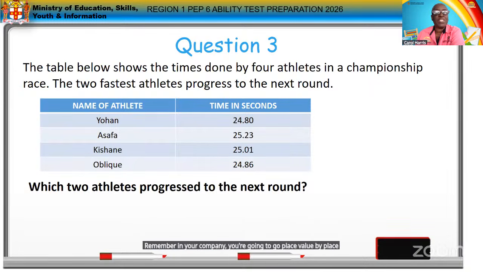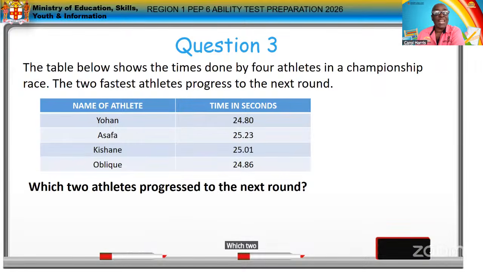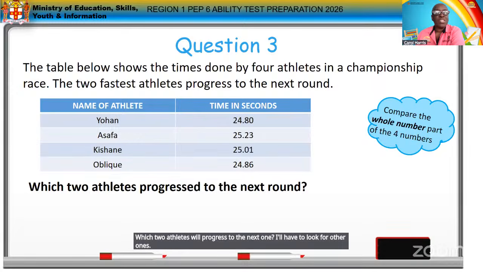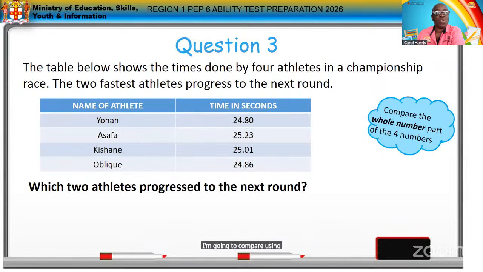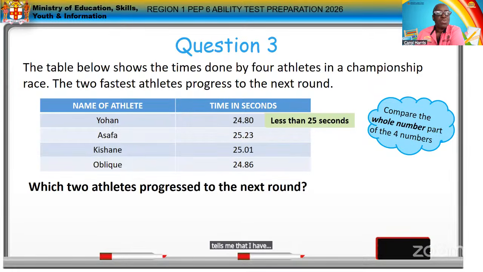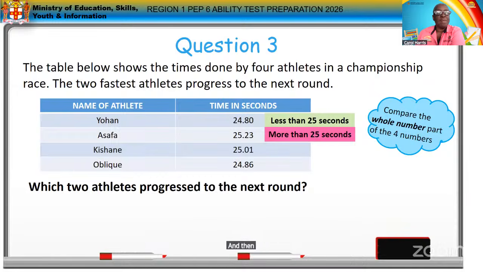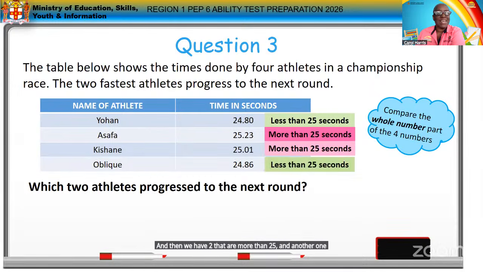So which 2 athletes will progress to the next round? I'm going to compare using the whole numbers. This time it won't be the tenths place because all of them are the same. So I'm going to move to my ones place. Looking at the whole numbers, the ones place tells me that I have 2 numbers that are less than 25. 24.24 is less than 25. And then we have 2 that are more than 25 and another one that is less than 25.